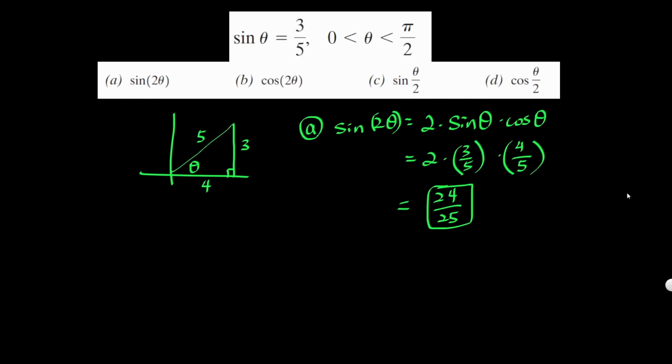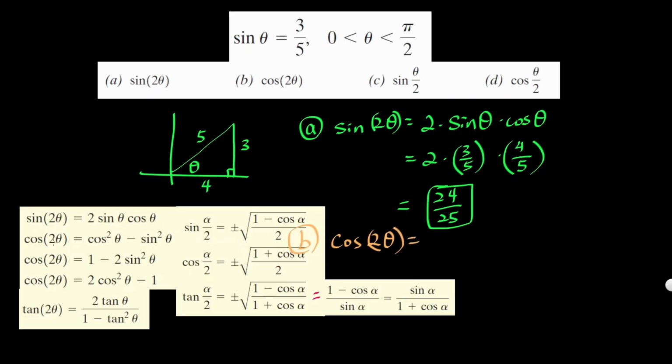Part B, I'll use a different color here. Part B is cosine 2 theta. You first have to memorize all these double angle formulas here. For cosine, we have 3 versions: this first one, and then these other 2. They all come from the same thing, because cosine squared theta is equal to 1 minus sine squared theta. If you substitute this for cosine squared theta, it's 1 minus sine squared theta minus sine squared theta, which comes out like that.